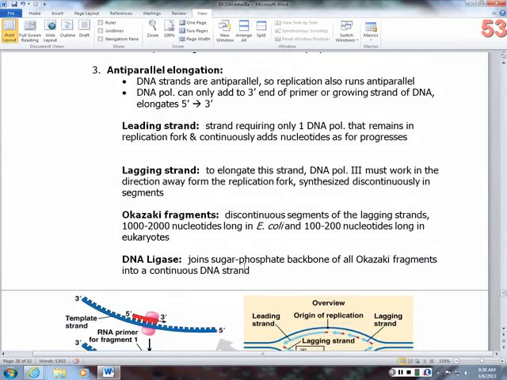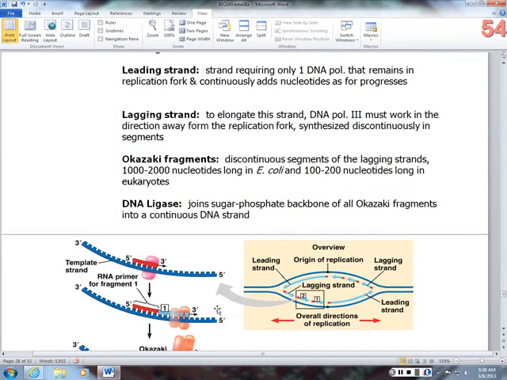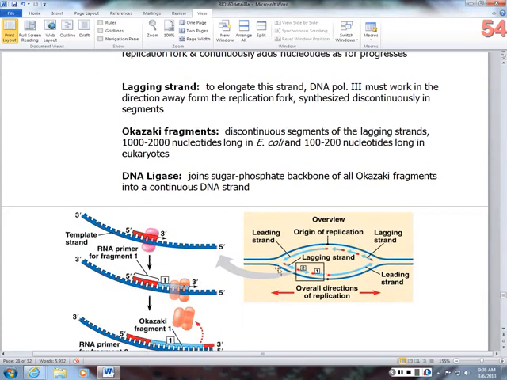So your lagging strand is each DNA polymerase must work in the direction away from the replication fork in there. And therefore you make these little segments that are usually 1,000 to 2,000 nucleotides long in E. coli. In eukaryotes, they're a little bit smaller. They're 100 to 200 nucleotides long. And we call those little fragments Okazaki fragments. And so afterwards, we have to glue those little Okazaki fragments together, and DNA ligase is going to come along and do that so you can have it be one solid strand in there.